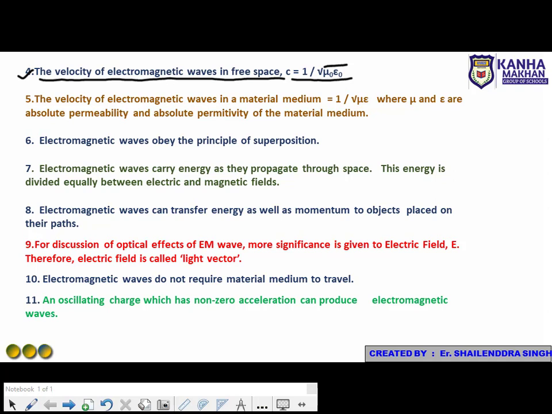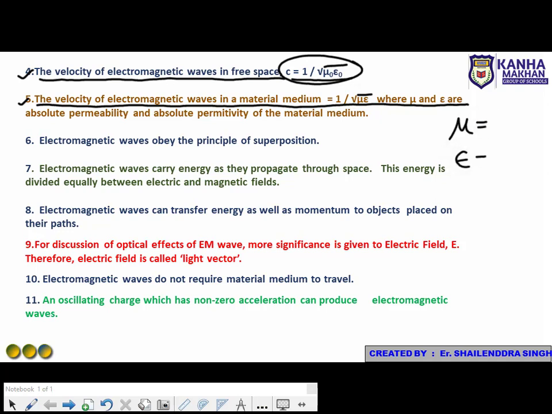It was also proved using Biot-Savart's law at the start of the magnetic field chapter. Next, the fifth property: the velocity of the electromagnetic wave in a material medium is given as 1 upon the square root of mu into epsilon. You know very well, mu is the permeability of the medium and epsilon is the permittivity of the medium. If it is a medium, then it is given for that particular medium; if it is a vacuum, then it is given for vacuum. Therefore, the velocity in a medium differs, and the velocity in free space will be c, the speed of light.